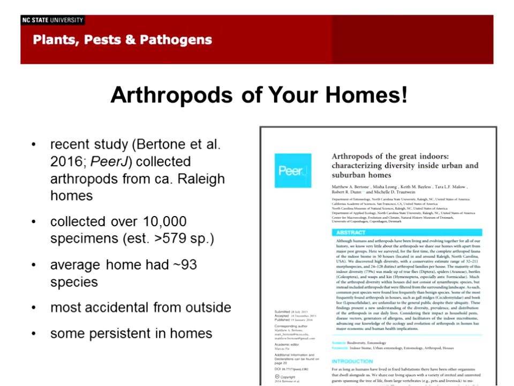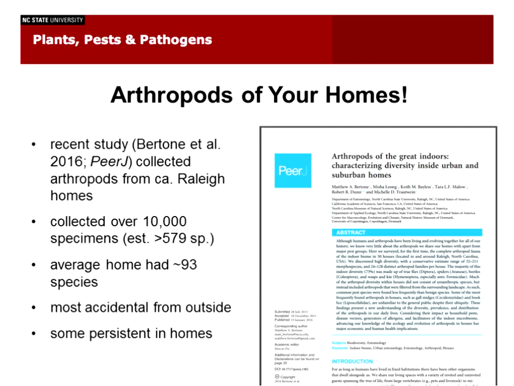So our paper just came out recently, our Arthropods of the Great Indoors paper, and basically a group of us in Raleigh sampled 50 homes within 30 miles of the Raleigh Center. We collected every arthropod we could find in every room in the house, and we collected over 10,000 specimens and estimated at least 579 species. Now, the average home had about 93 species.